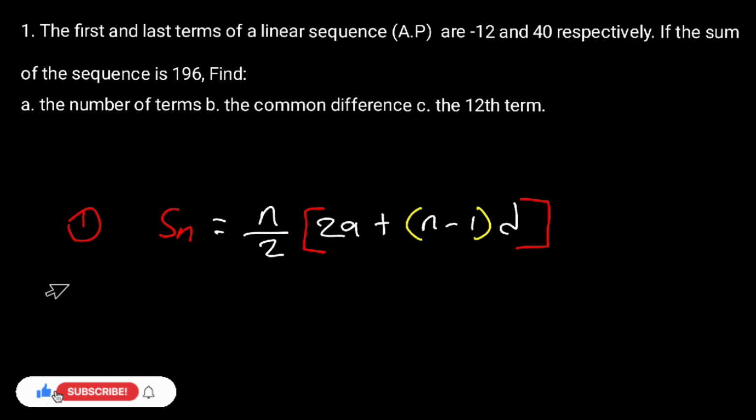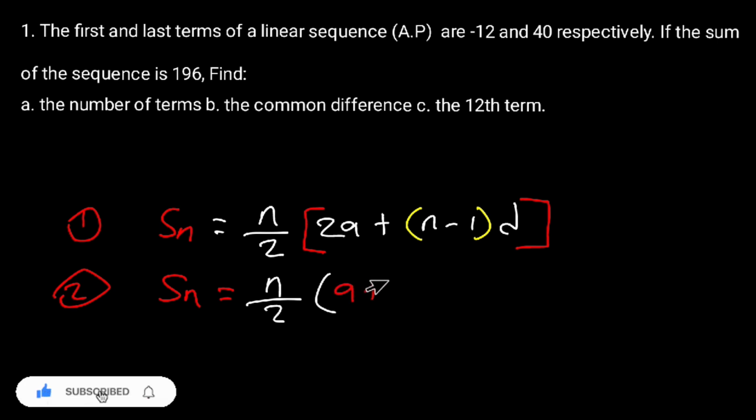Now, the second formula is the case where you are given only the first term and the last term. And it states that the sum of the sequence is equal to the number of terms in the sequence over 2, then multiplied by the first term plus the last term.